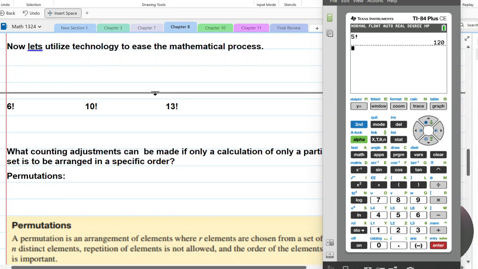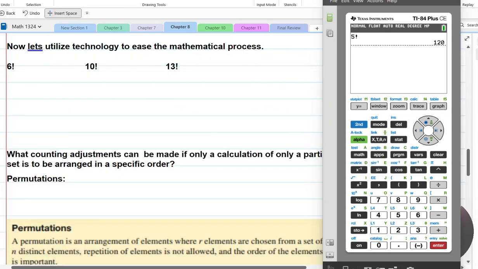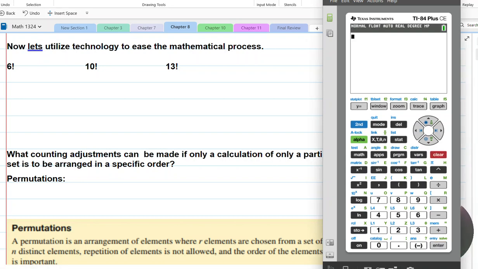All right, here we go. Let me make room on the bottom, not on the top. So I'm going to clear it. I'm going to enter what? 6. I'm going to hit the math key, do PROB, and do number 4, enter. And it looks like 720. Right? All right, 720. Good.